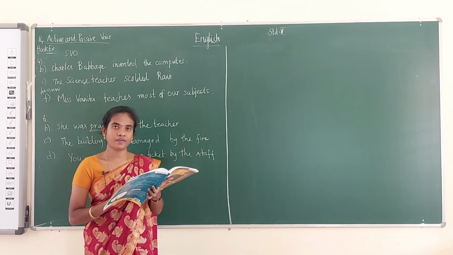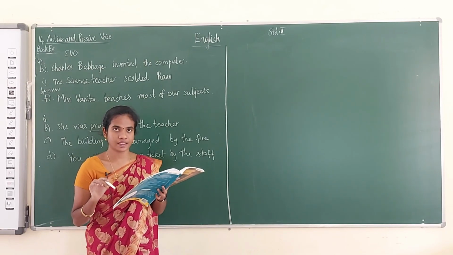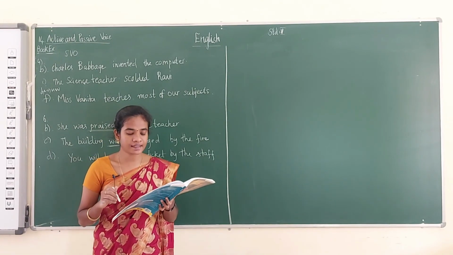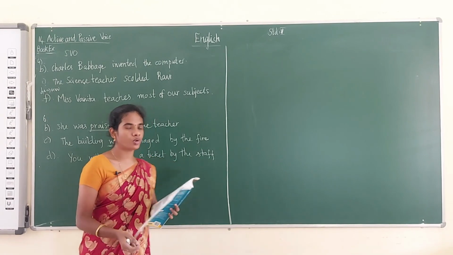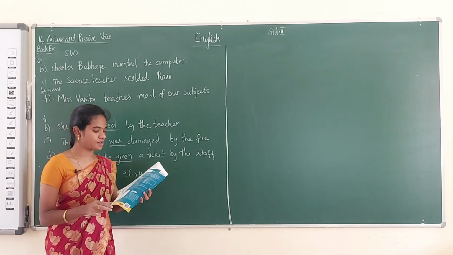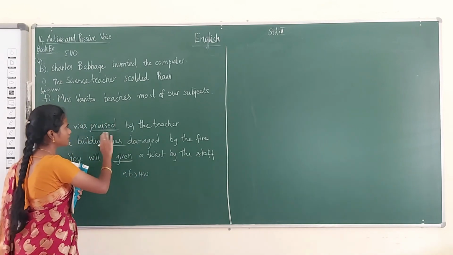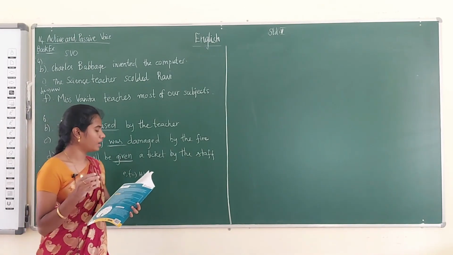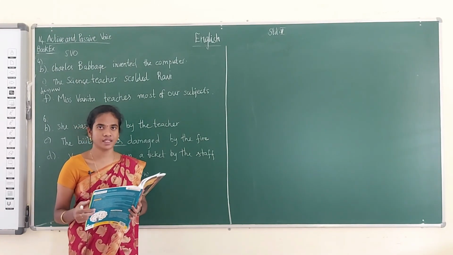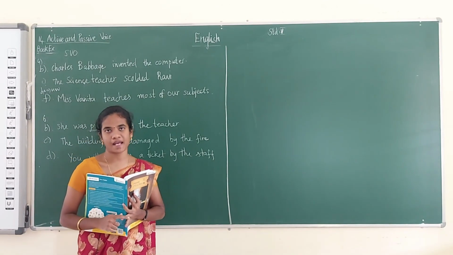Then D and E you have to do as homework. In D there are two sentences, and in E also there are two sentences. You have to identify whether it is active or passive. The second sentence is what is given in your grammar book. The same thing is repeated in this exercise also: we are taught grammar by Miss Sinka, she was praised by the teacher. In E and F also the same thing is repeated, so you have to do this as homework. In today's class we have seen about active and passive voice.